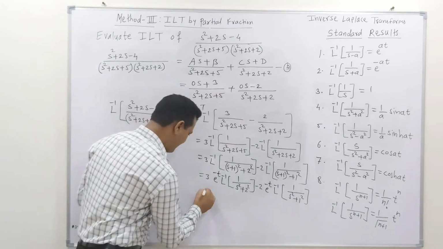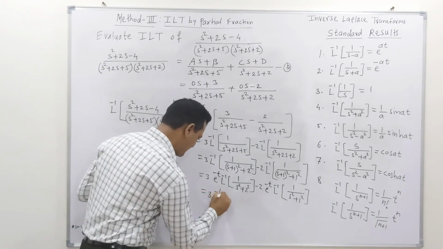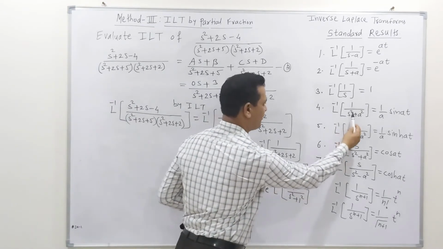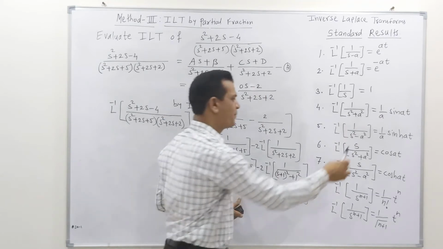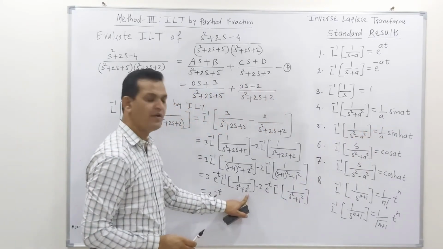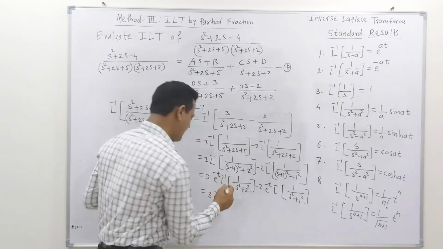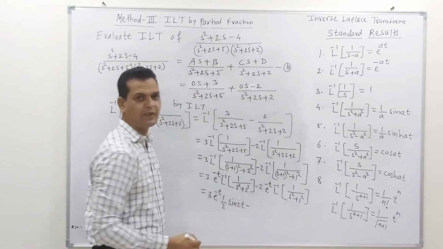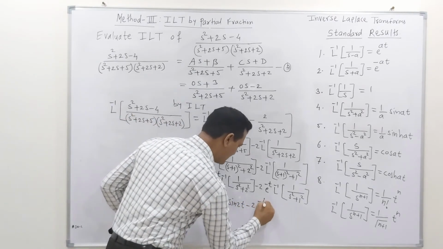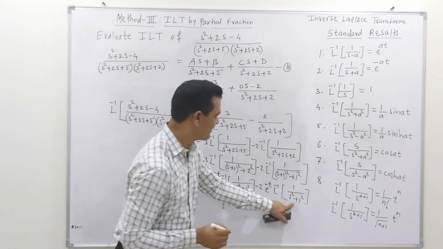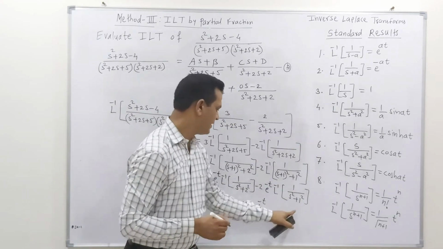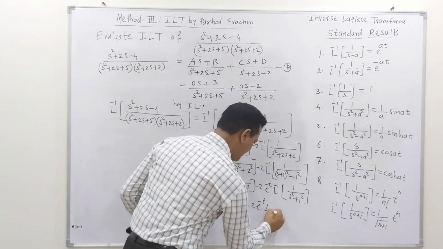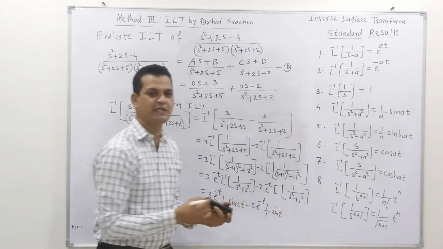Now once again simplifying this, we get 3 e raised to minus t, then this is the standard result number 4, 1 upon s square plus a square, which is 1 upon a sine of at, where the value of a is 2. So we can write this as 1 upon 2 into sine of 2t, minus 2 e raised to minus t as it is. Once again this is in standard form number 4, where the value of a is 1, so we can write this as 1 upon 1 into sine of 1t, that means sine of t.